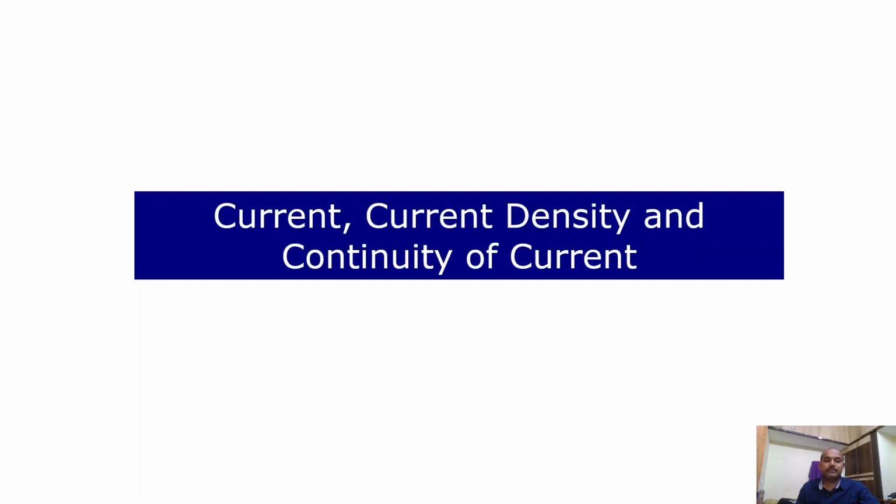In this session, I will be discussing what is current density and what is the relation between them, and then we will be deriving a small equation for continuity of current. So as we know, what is a current?